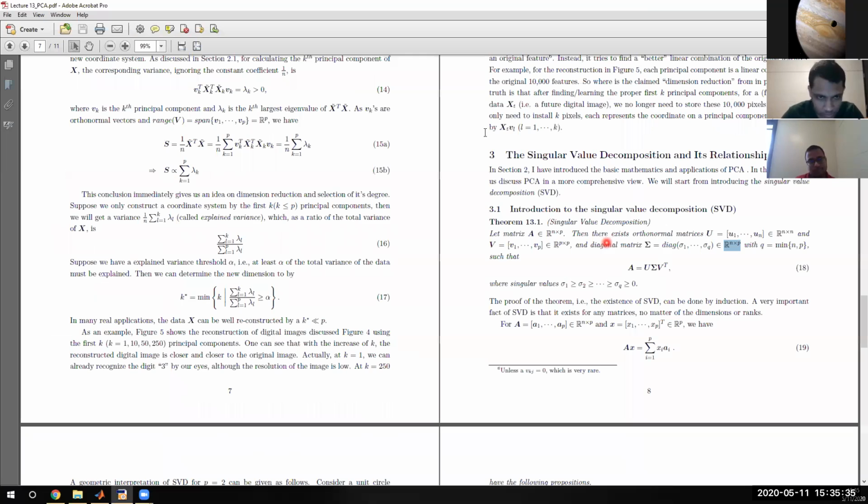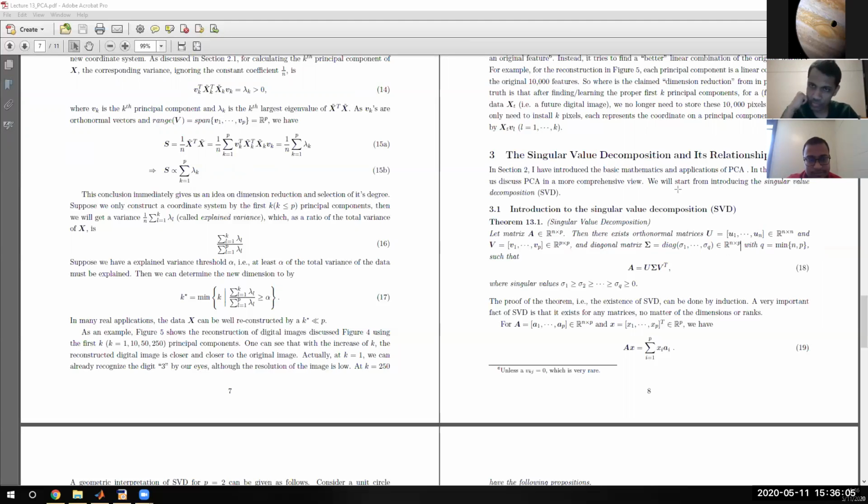Again, read this part. You're going to see it more clearly. Sigma equals diag of sigma 1 to sigma q, with what? There's something here. What is this? With q equal to, yes. If A is a square matrix, then sigma is a diagonal matrix, right? Of course. If your n equals p, then of course. Okay, so that's the point.